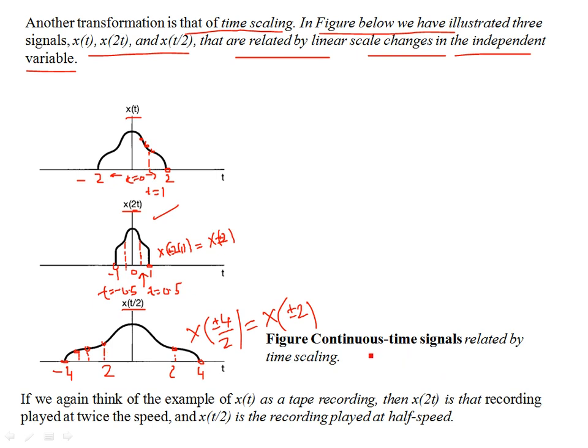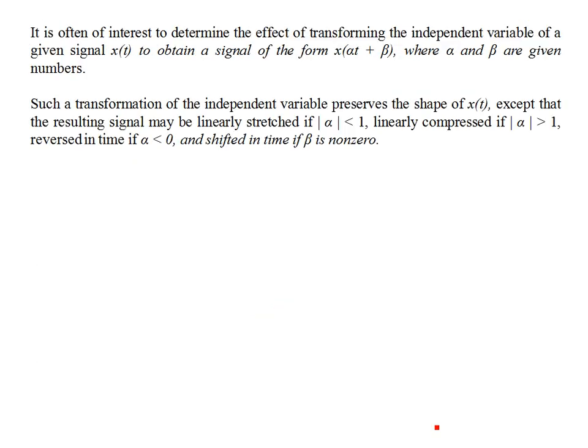So this figure is showing the continuous time signal related by time scaling. If we again think of the example of x(t) as a tape recording, then x(2t) is that of the recording played at twice the speed. x(t/2) is a recording played at half the speed. So this is the physical interpretation of scaling the time axis, right?